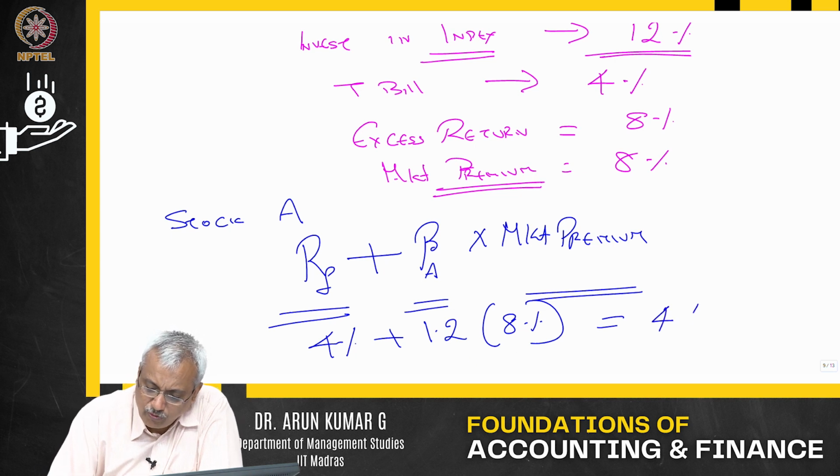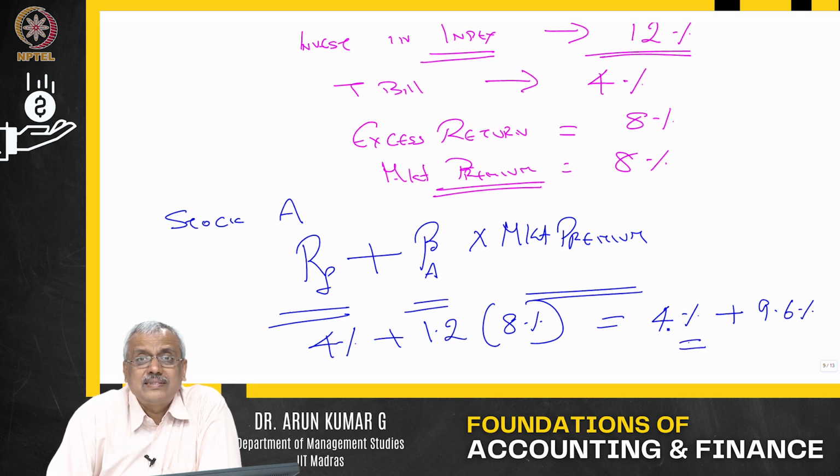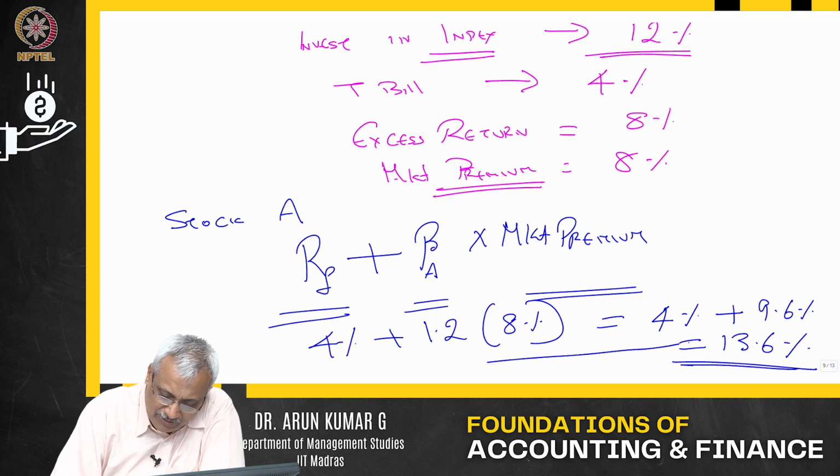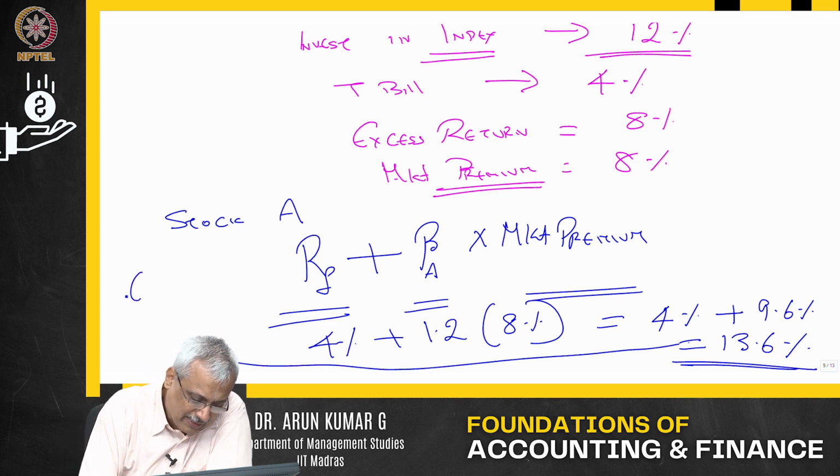So, it will be 4% risk free rate plus 9.6%. That means 9.6 plus 4, that is roughly about 13.6% is the expected return. Please note, it is expected return.